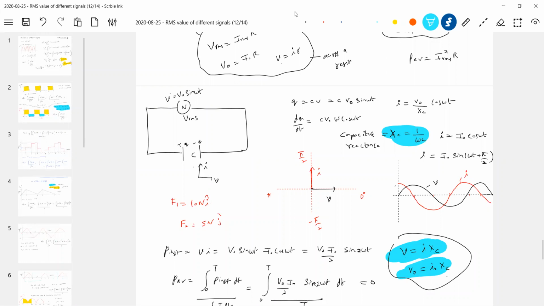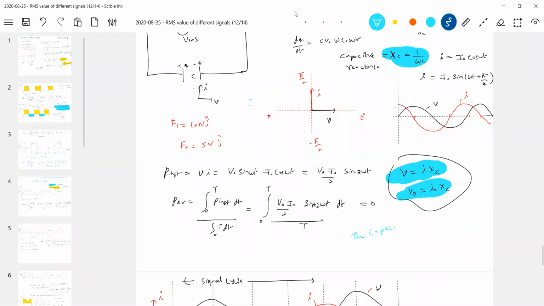And voltage and current are not in phase. You do remember, they are 90 degrees out of phase. The current will lead the voltage by 90 degrees. So what will the capacitor do? I'll write it here. The capacitor will make current lead voltage by 90 degrees. There's a basic idea of the capacitor. One more, the inductor, I'll finish off so that tomorrow we can directly begin with the concept.